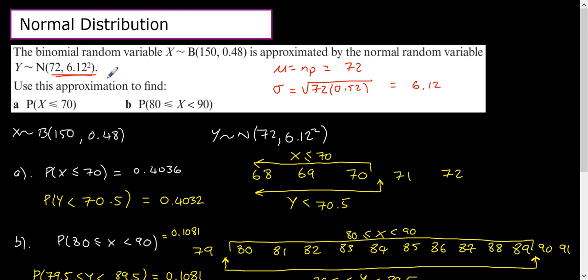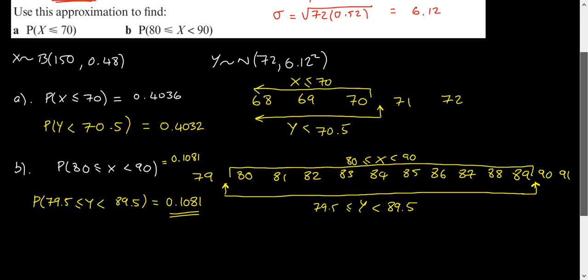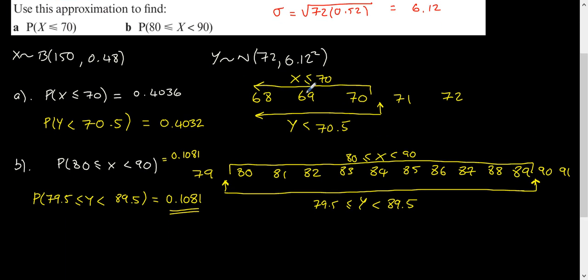So 72, 6.12. Then we needed to use continuity correction, and I really do strongly recommend that you write out the number line, a couple of numbers either side of the value that you're interested in, mark on there what you would be calculating if you were using a binomial, and then use your upper and lower bounds as required to do the continuity correction. And that's it. So, happy approximating.